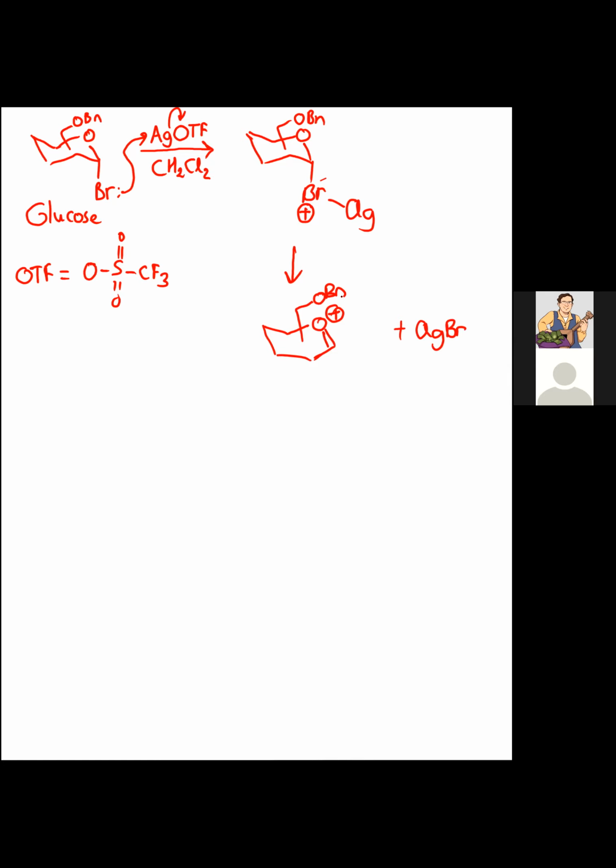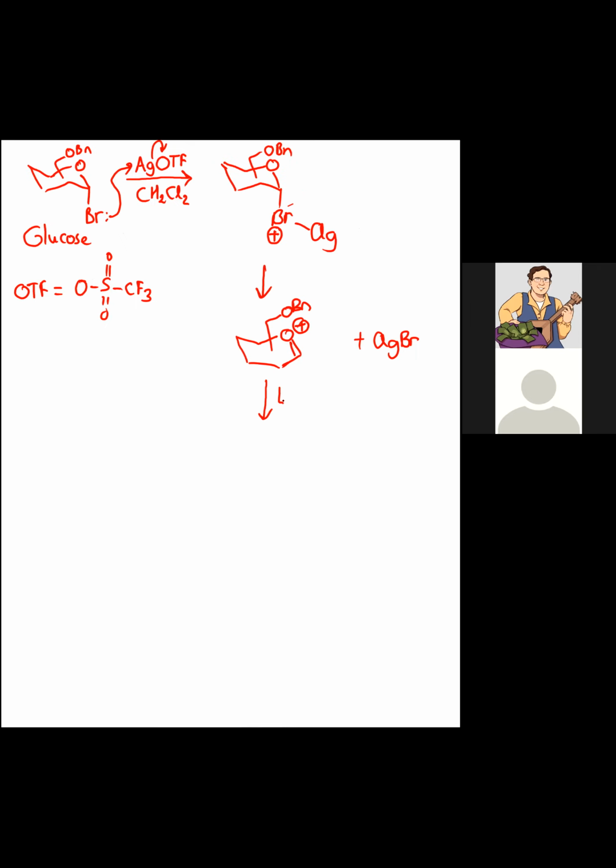And let's say then we have some nucleophile present. In my notes, I have methanol. We've been using a lot of ethanol. Let's stick with ethanol.